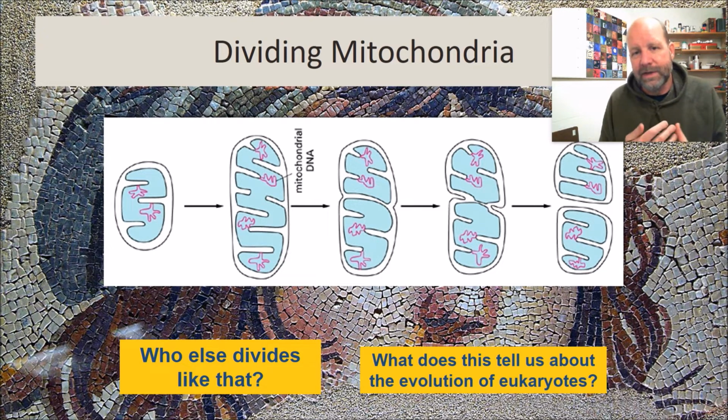The way they divide is almost exactly binary fission, which is how bacteria divide. Their reproduction process is essentially the same as a typical bacteria. And this is one of those clues to the origin of mitochondria. And we'll talk a lot more about the endosymbiont theory later on.